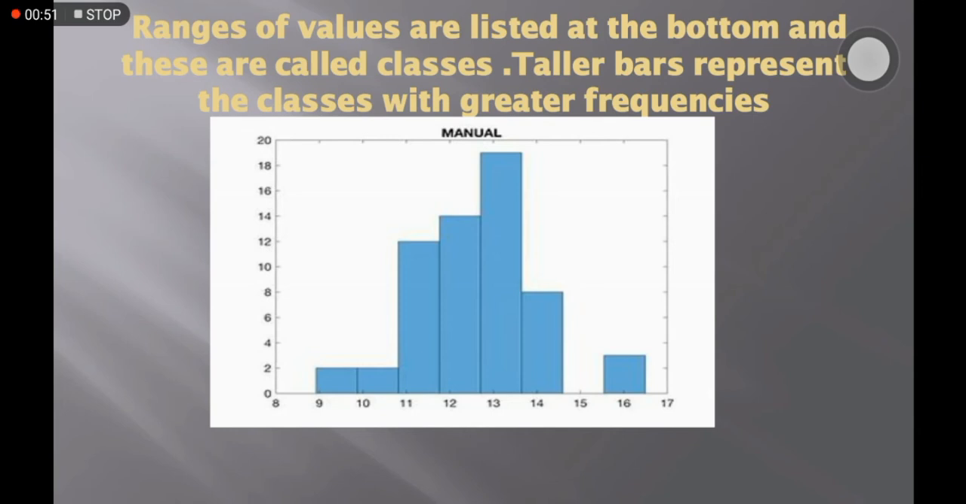Ranges of values are listed at the bottom and they are called classes. Taller bars represent the classes with the greatest frequency, as shown below.